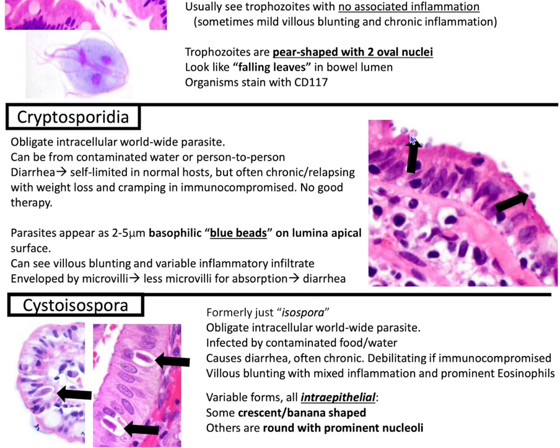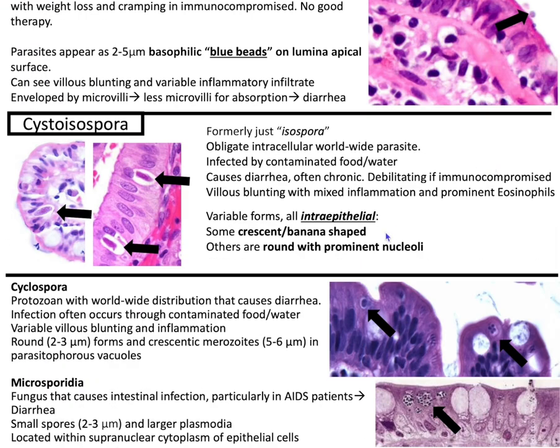Cryptosporidia, look for your 2 to 5 micron basophilic blue beads. Cystoisospora, all intraepithelial, some crescent, banana-shaped, others are round with prominent nucleoli. And then you have your Cyclospora and Microsporidia. Cyclospora, also around 2 to 3 micrometer forms, and crescentic merozoites, and Microsporidia.